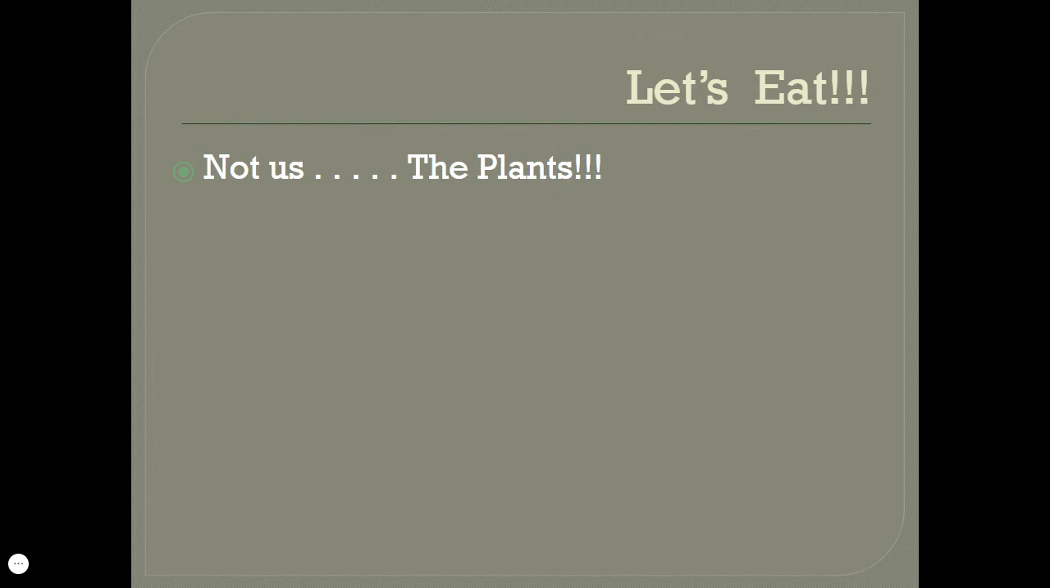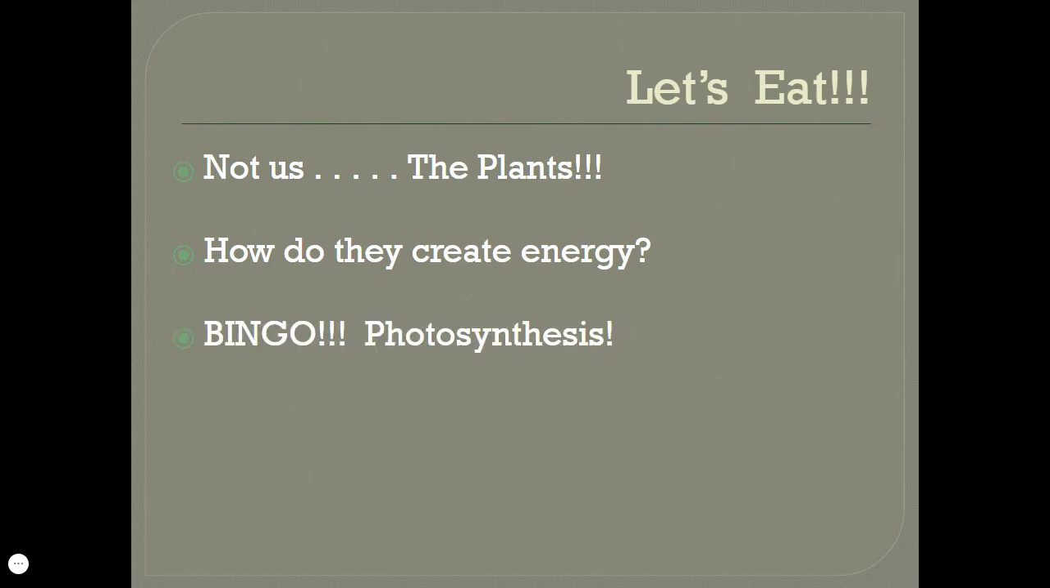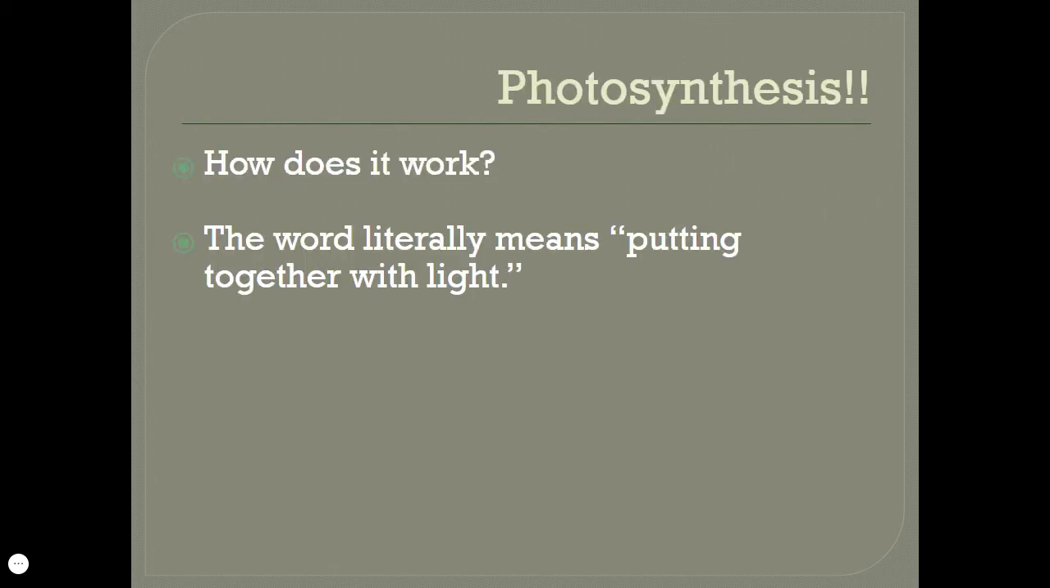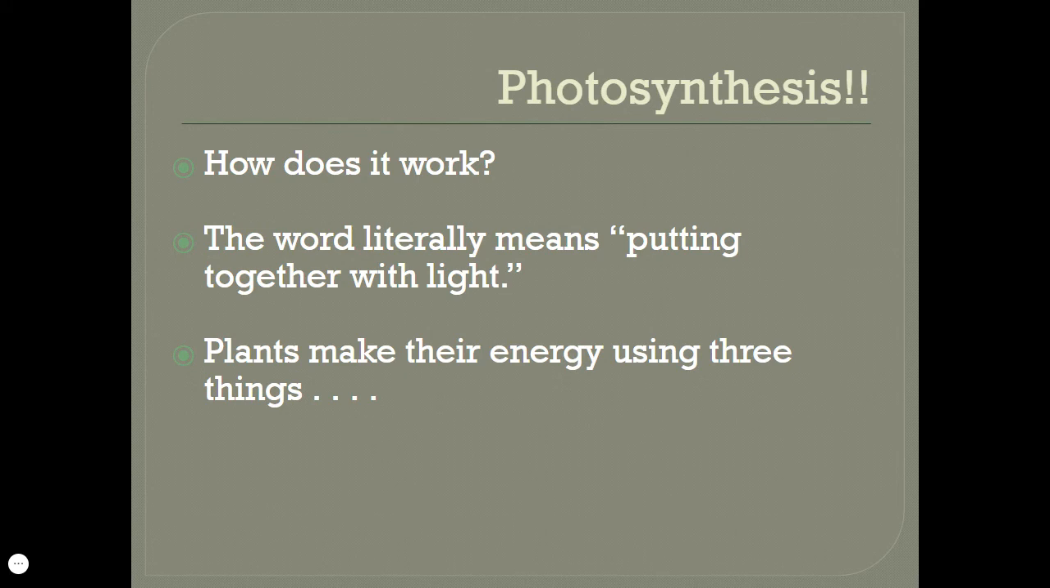So let's see. Of course, not us. The plants. How do they create energy? Like I mentioned earlier, through photosynthesis. But what is that? How does it work? So photosynthesis literally means putting together with light. Plants make their energy using three things: sunlight, carbon dioxide, and water.